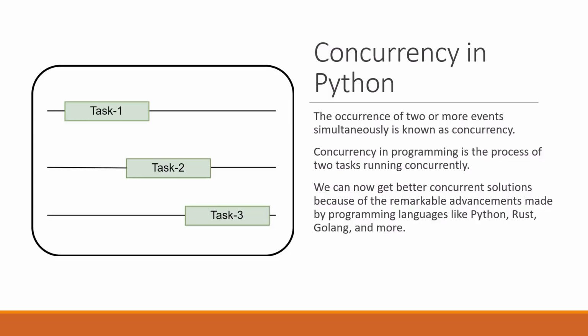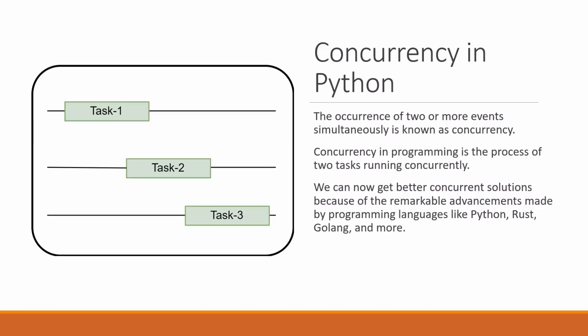Now let's understand what is concurrency. Generally, the occurrence of two or more events simultaneously is known as concurrency. Concurrency in terms of programming is a process of two tasks running concurrently, and it could occur when an application is working simultaneously on multiple tasks. Because we may handle the request concurrently rather than waiting for a prior one to finish, concurrent programming can improve the performance of our application and software systems.